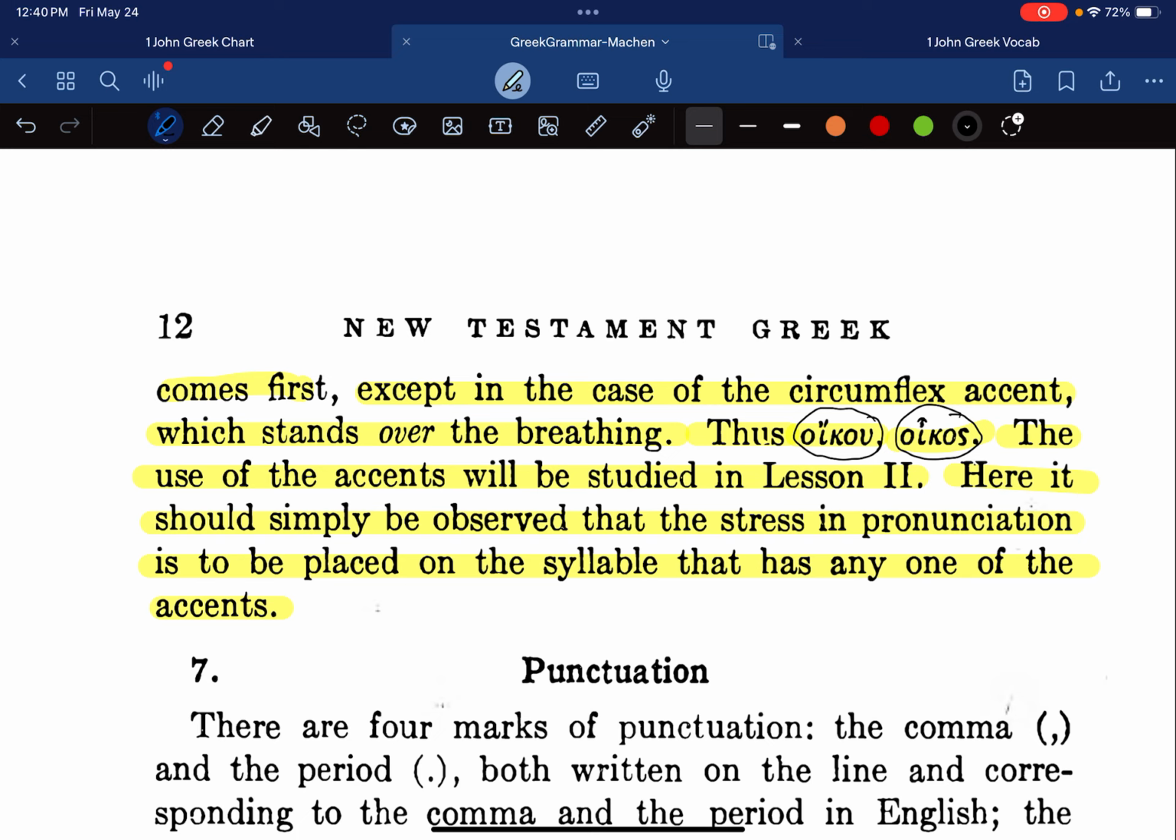Now let's suppose we had a rough breathing mark here, just for fun. This would be pronounced hoiku and hoikos, just to remind us of the rough breathing mark.